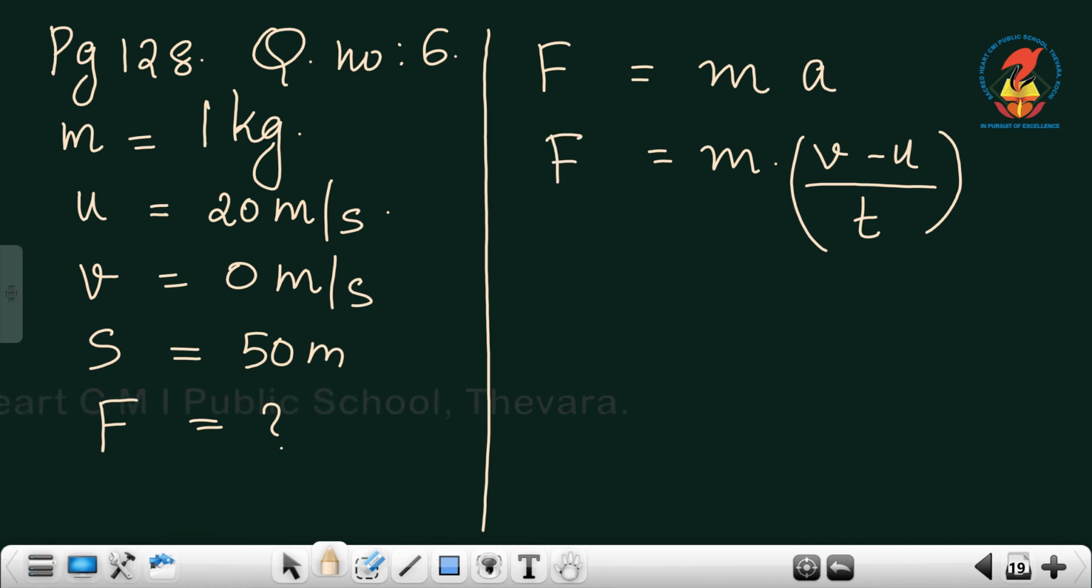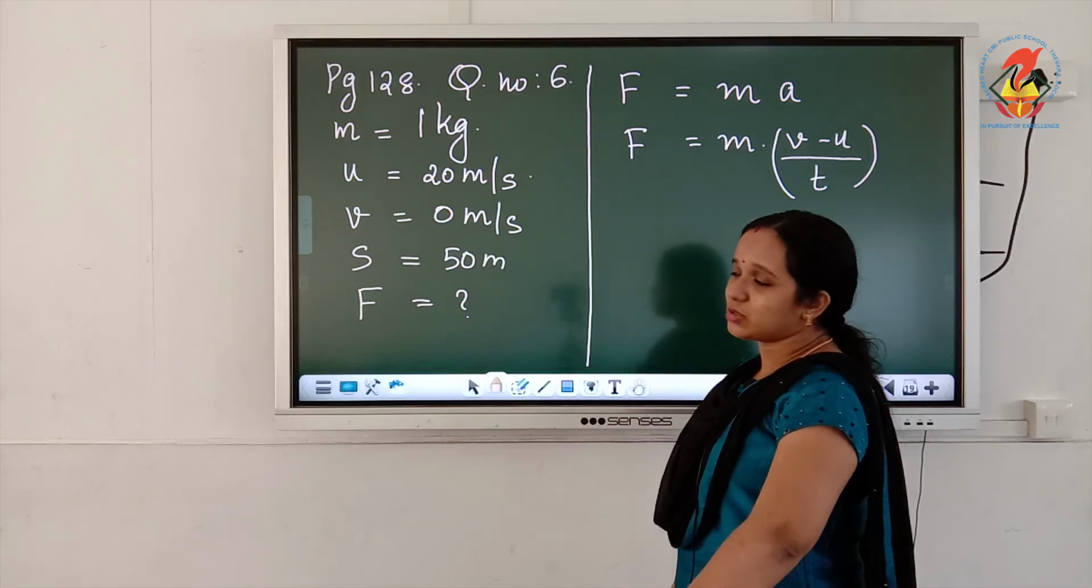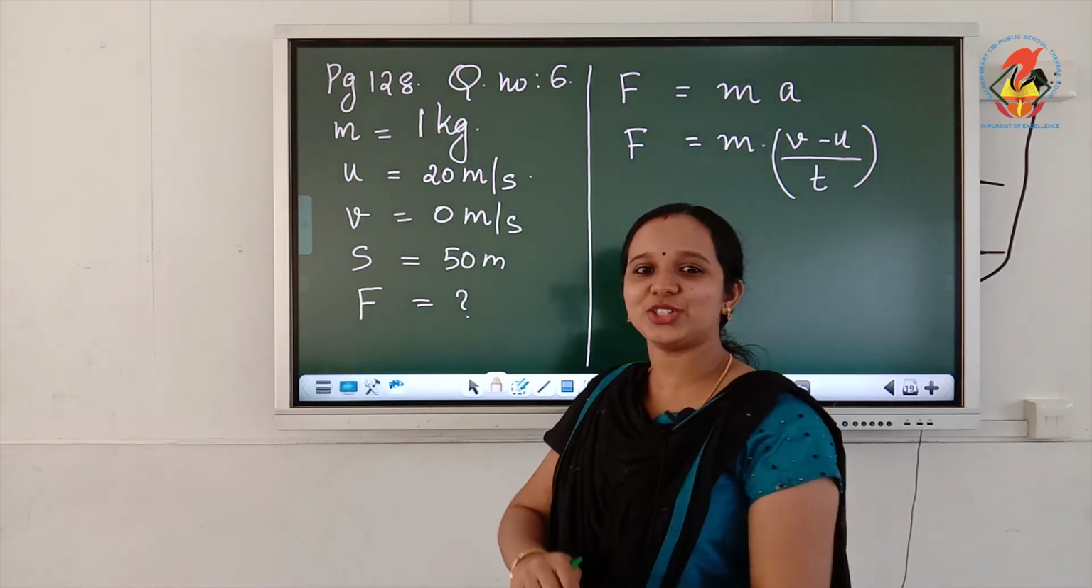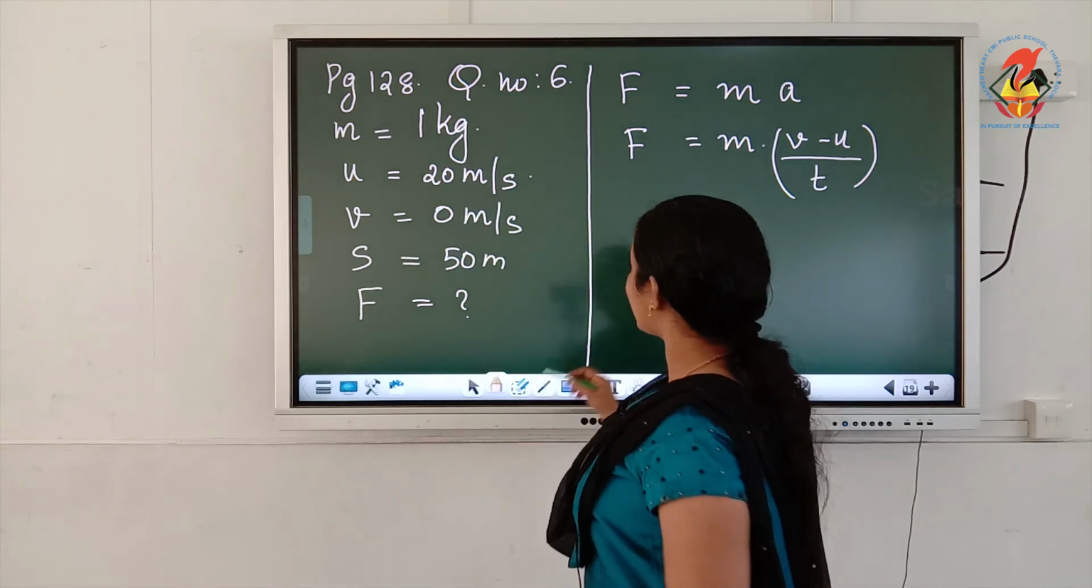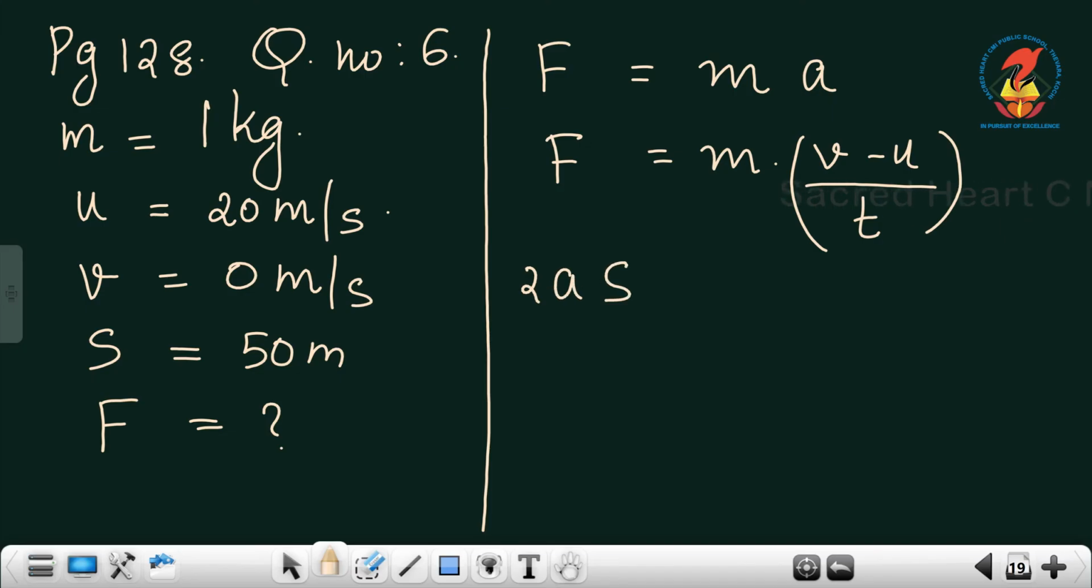In the question, mass is given, final velocity v is given, initial velocity u is given, but time is not given. Instead of time, the distance covered by the stone is given. So let us go back to the equations of motion which we covered in the chapter Motion. We have the equation 2as is equal to v square minus u square. From this equation we can solve for a.